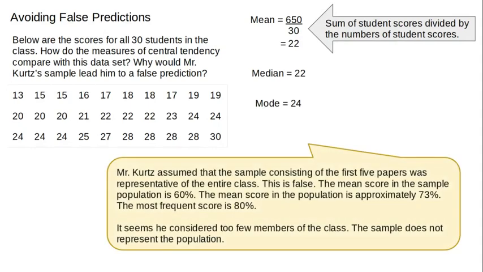Mr. Kurtz assumed that the sample consisting of the first 5 papers was representative of the entire class. This was false. The mean score in the sample population is 60%, but the mean score in this population is approximately 73%. The most frequent score is 80%. It seems he considered too few members of the class. The sample does not represent the population.